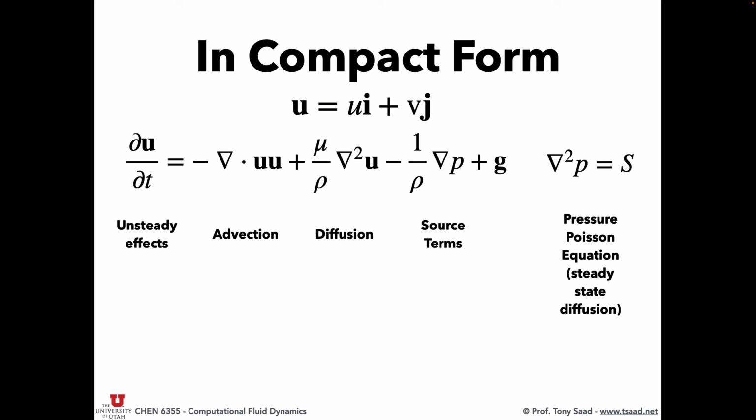And finally, this is called the pressure Poisson equation. It's a Poisson equation. It also describes steady state heat transfer. It also describes the steady heat diffusion. Okay? So steady state heat diffusion, this is the equation for it.